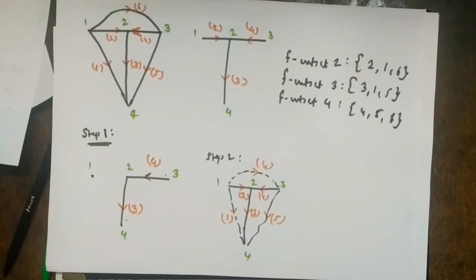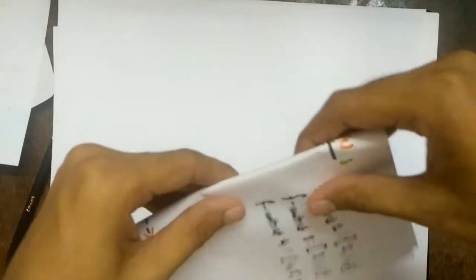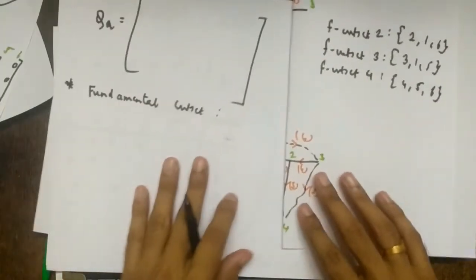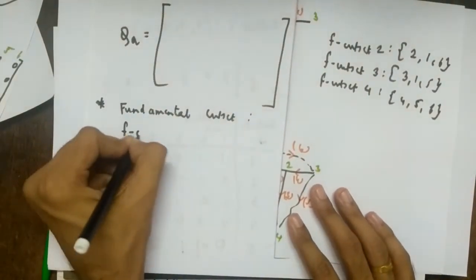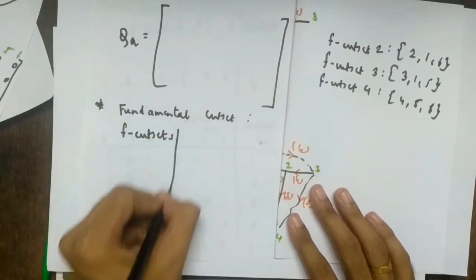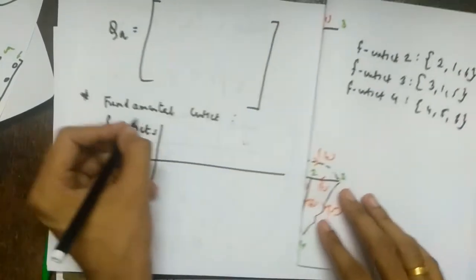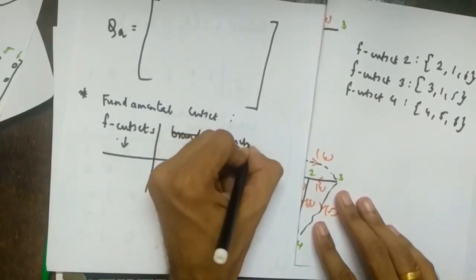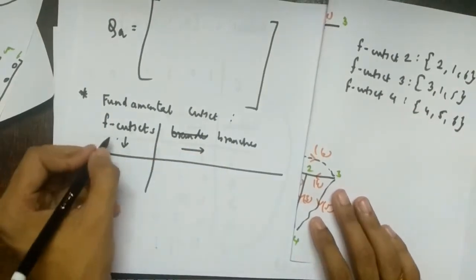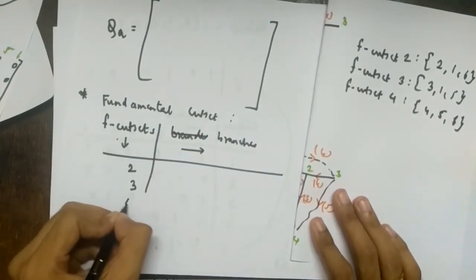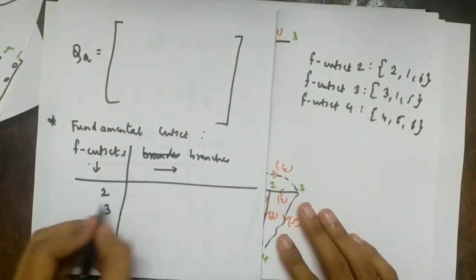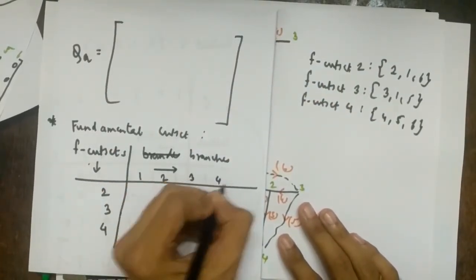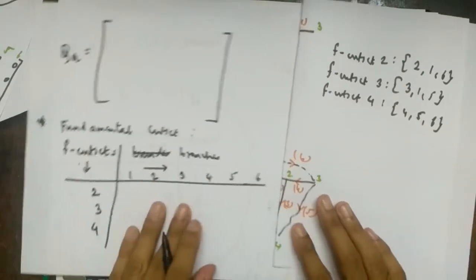Right? So I will write the cut set matrix then. Again, the F cut sets are here. The number of columns will be given by the number of branches, and the number of F cut sets will give the number of rows. So this will be 3 rows because there are 3 F cut sets, and branches are 6 as usual for our standard graph.